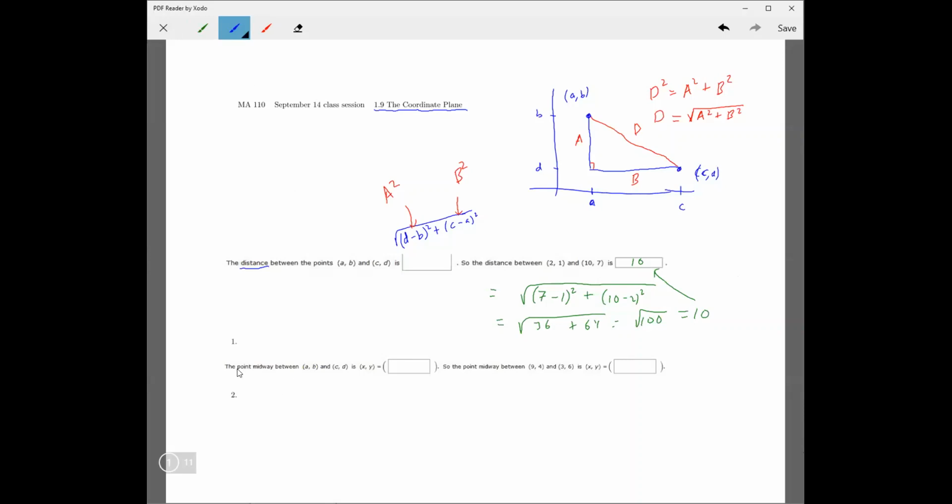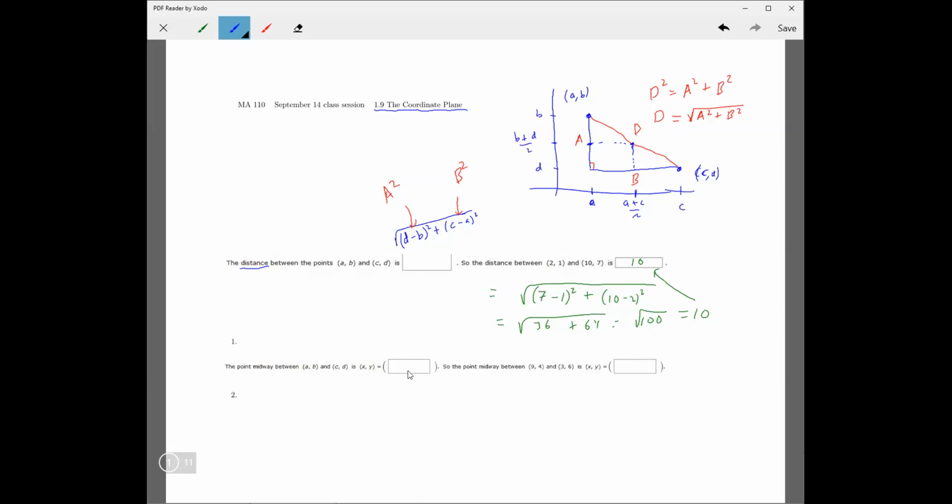And then for part B, the midpoint between them. So here is a line segment. If this is the midpoint, then as far as the y components are concerned, it's the middle of there. It's halfway between those two. And as far as the x components are concerned, it's halfway between these two. So halfway between these two would be the average of those two, and halfway between these two would be the average of these two.